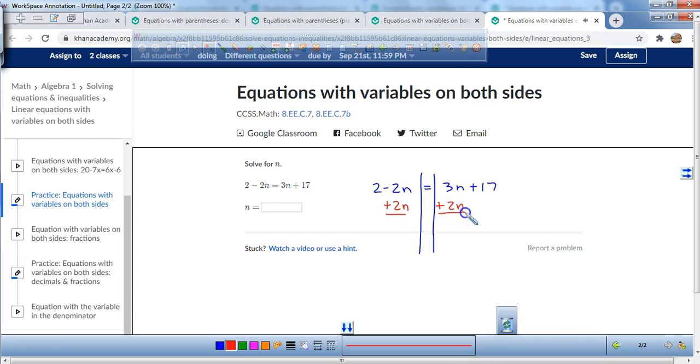So we're going to add 2n to both sides. That zeroes out. What are we left with? We're left with 2 equals 3n plus 2n, which is a total of 5n, 5n plus 17. Well, if I move all the variables to one side of the equal sign, I have to move all the constants to the other side. So I got to get rid of this 17. How do I get rid of a 17? I subtract 17. Whatever I do to one side, I must do to the other side. And 2 minus 17 is negative 15. And that equals 5 times the number that we're searching for.